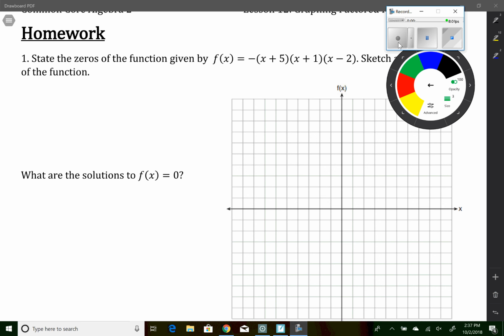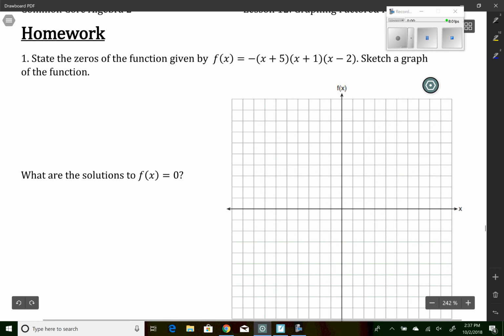So I know for homework, I asked you to just do a couple of these questions, but I figured I'd do all of them for you. This way, if you want to practice the other ones, you have the answers and we don't have to worry about that. So for number one, it says state the zeros of the function and then sketch a graph of the function. So the zeros of this function are going to be f of x is equal to a bracket.